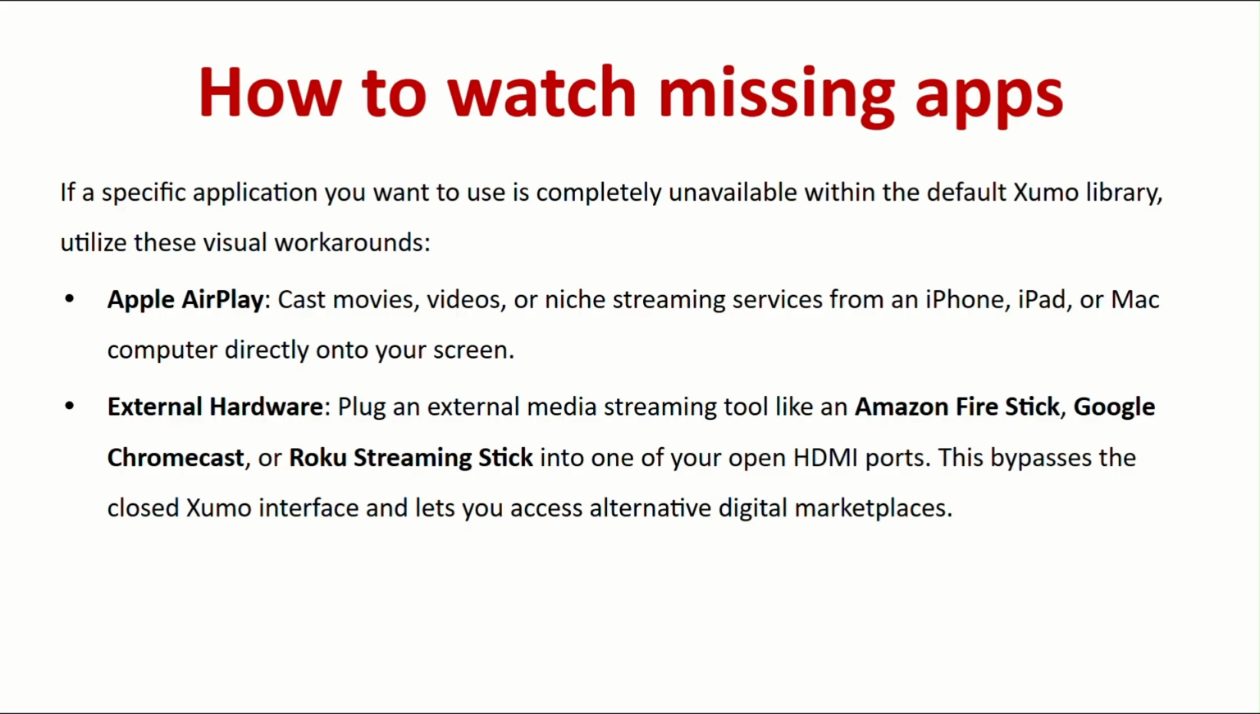External hardware. Plug an external media streaming tool like an Amazon Fire Stick, Google Chromecast, or Roku streaming stick into one of your open HDMI ports. This bypasses the closed Xumo interface and lets you access alternative digital marketplaces.